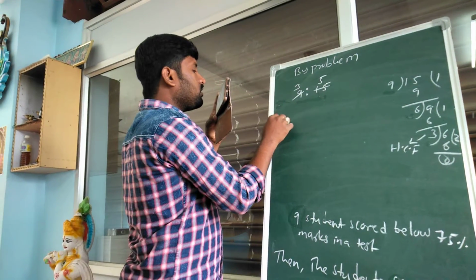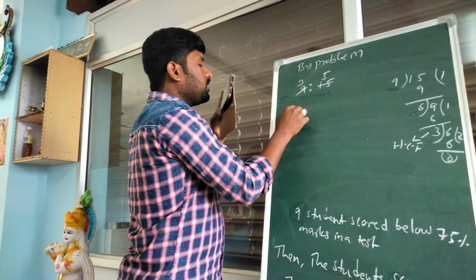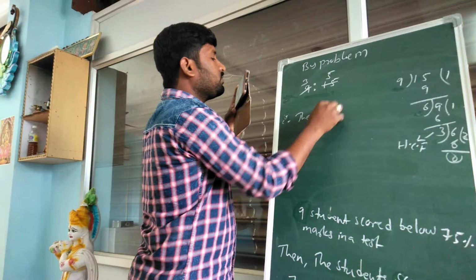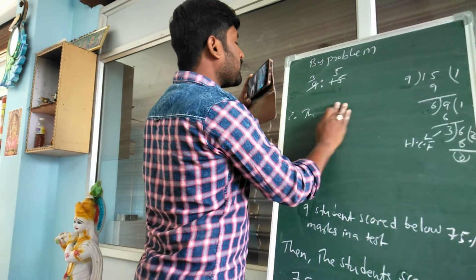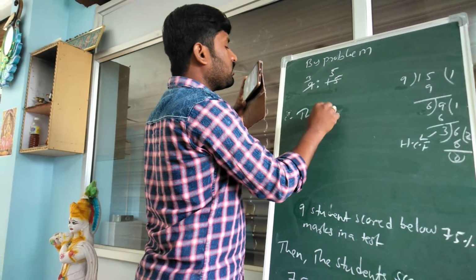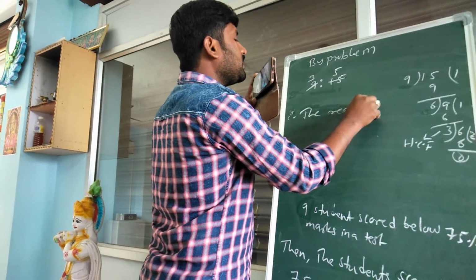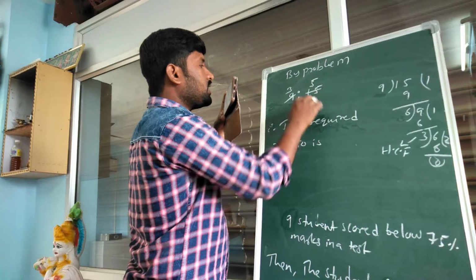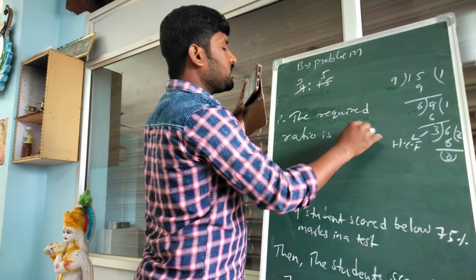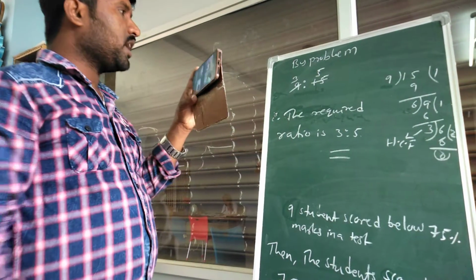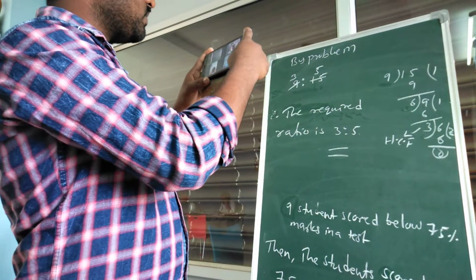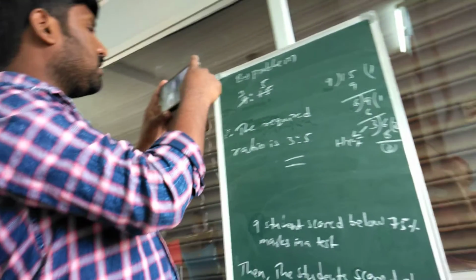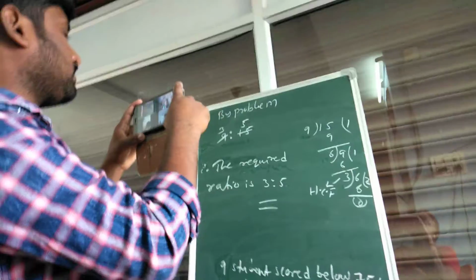So therefore the required ratio is 3:5. Okay students? Yes.